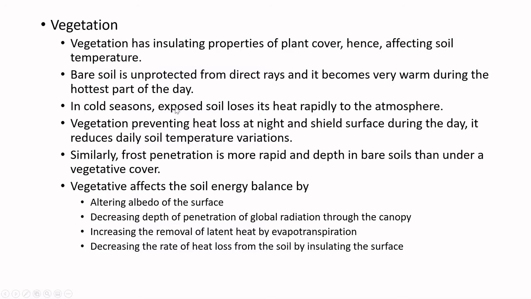In cold season, exposed soil loses its heat rapidly to the atmosphere. In Malaysia, we don't have a hot season or a cold season, but we have night. At night, the soil loses its heat to the atmosphere. Without vegetation, the heat loss to the atmosphere is even easier. When there is vegetation, the loss of heat is slightly slower. Vegetation prevents heat loss at night and shields the surface during the day. It reduces daily soil temperature variation.